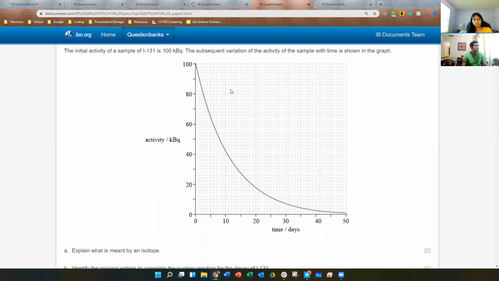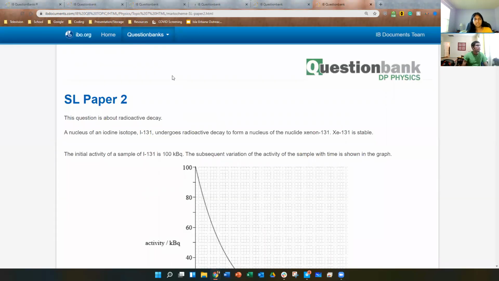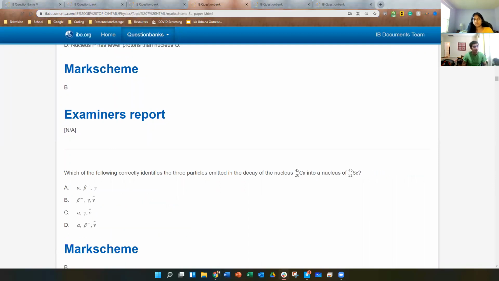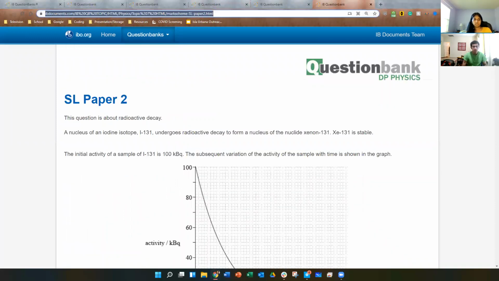Then paper 2. Is this with the mark scheme or without? Can anyone access this, or do you have to download it? Let me send a link to the Slack. Once you access it, it's fine, it's just difficult to get there. Okay. Low system resources. That's paper 1, and then this is paper 2.